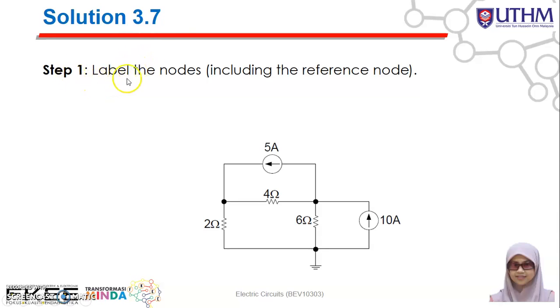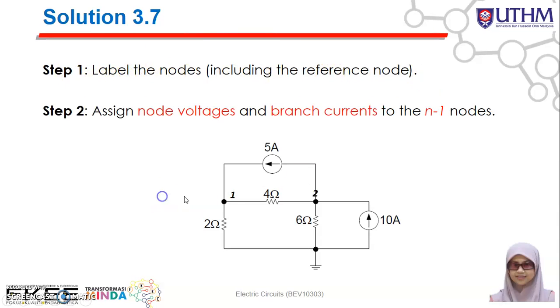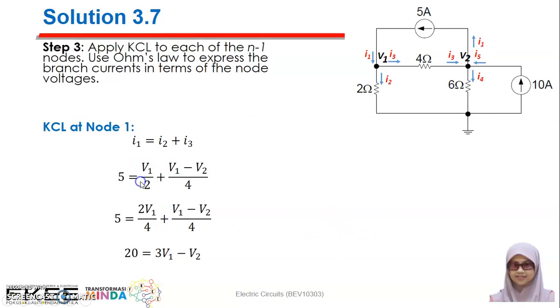So step number 1, you need to label the nodes including the reference node. In this case, I have node 1 and node 2. Here is the ground. Then step number 2, you need to assign the node voltages and then the branch currents. Here you have V1, and the branch currents: here you have a current source I1, here is I2, and here is I3. For node 2, you have V2, and here you have I3, here is another current source I5, and here is I4.